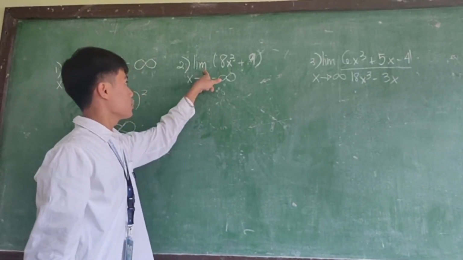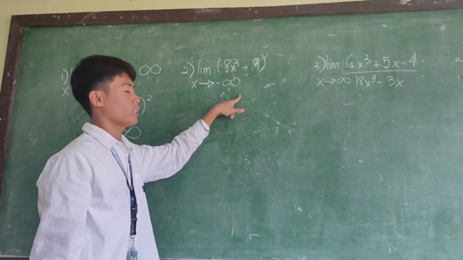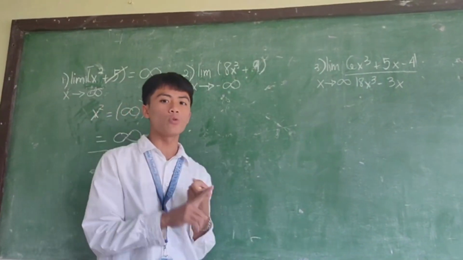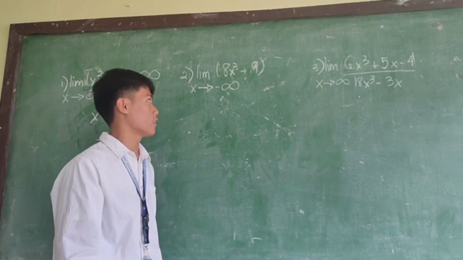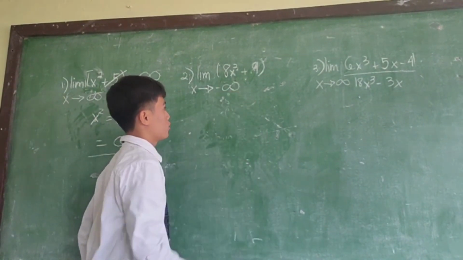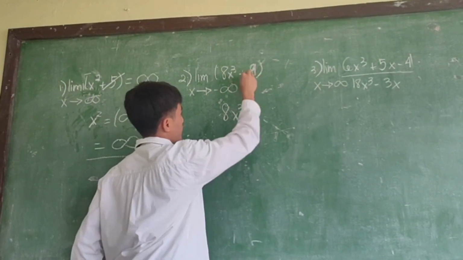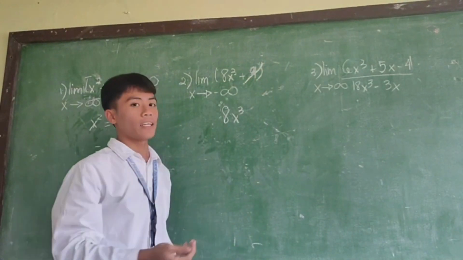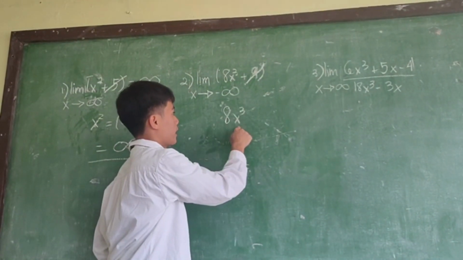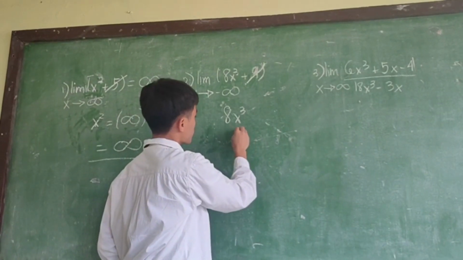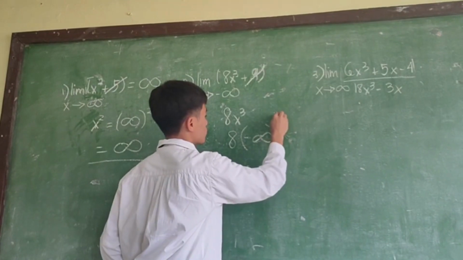We have the limit of 8x cubed plus 9 as x approaches to negative infinity. So gaya nga sinabi ko kanina, ang kinukuha nating exponent is yung pinakamalaki. So alin ba dito yung malaking exponent? Of course, we have the 8x cubed. So bali, ipu-put down natin itong 8x cubed, then cancel the 9. So next natin gagawin is, isa-substitute natin itong negative infinity dito sa ating x. So bali magiging 8 negative infinity raised to 3.